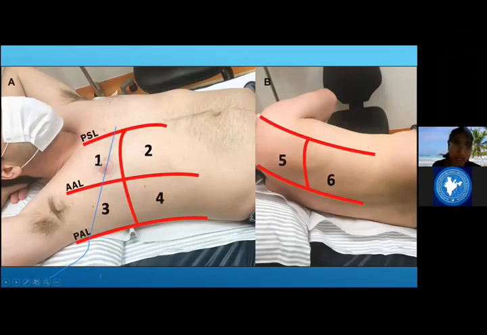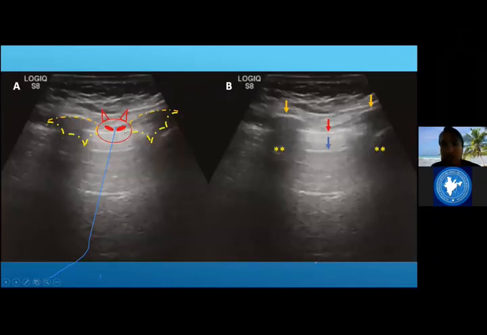We can use either a curvilinear probe or a linear probe, but the curvilinear probe gives the depth. So we use the curvilinear probe, and the probe is kept in the craniocaudal direction, that is, perpendicular to the ribs. This is the normal finding that you see. These are the shadowing of the ribs, and this is the lung in the intercostal space.